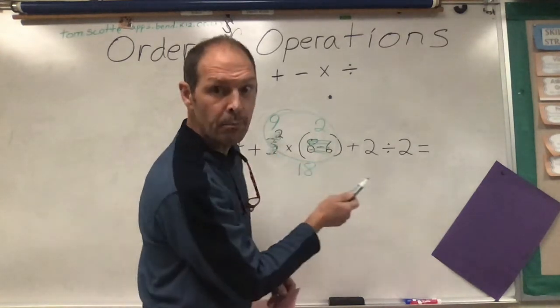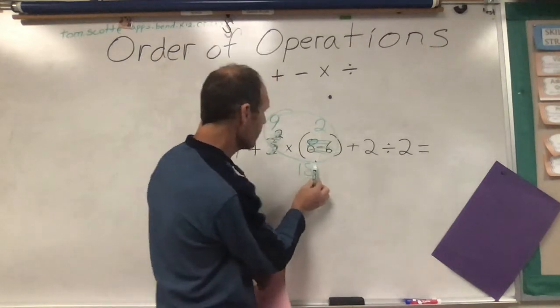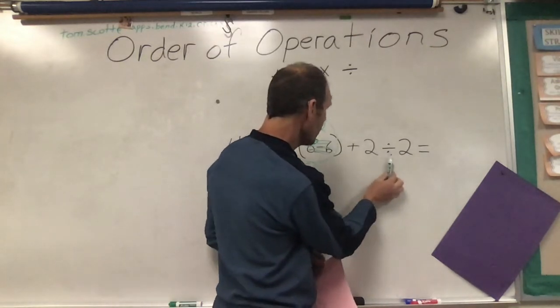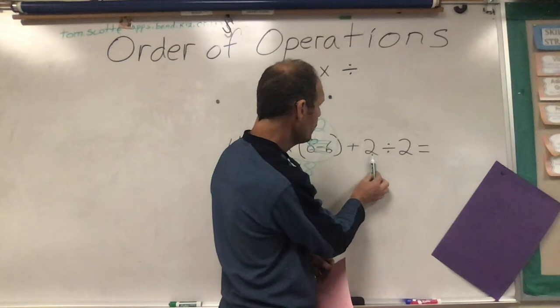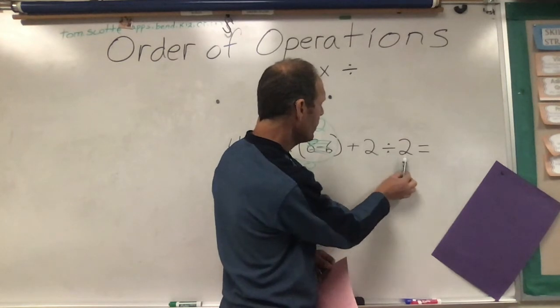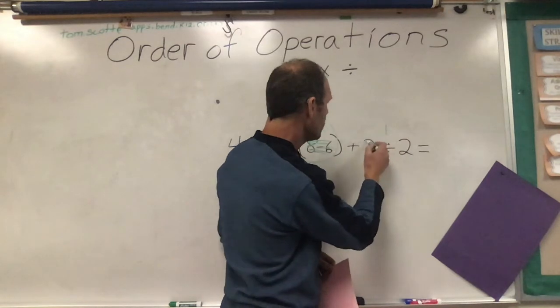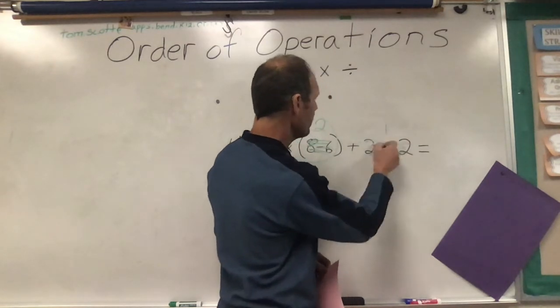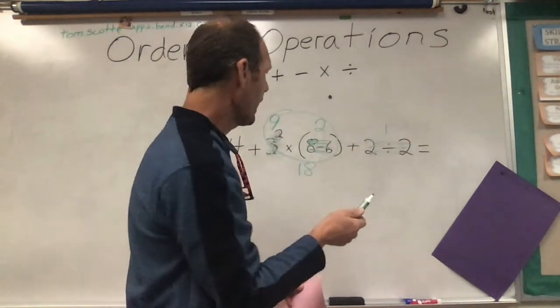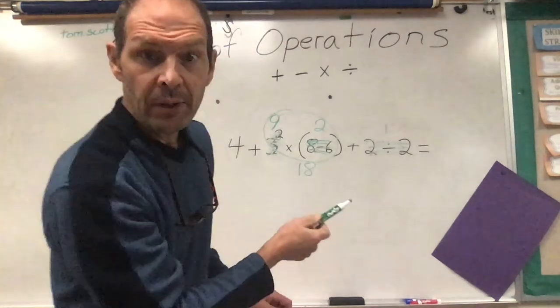Let's see if there's any more multiplication or division as I keep going. Oh, there's some division. 2 divided by 2. Oh, well, that happens to be 1. So I'm done with those now. I've done the division. That's 1. And I don't see any more multiplication or division.